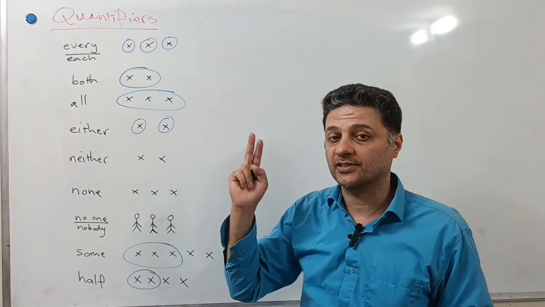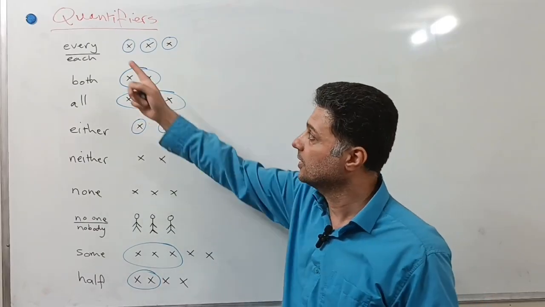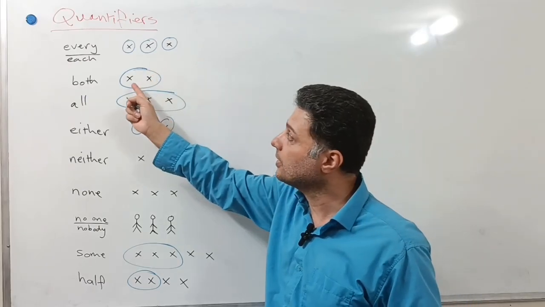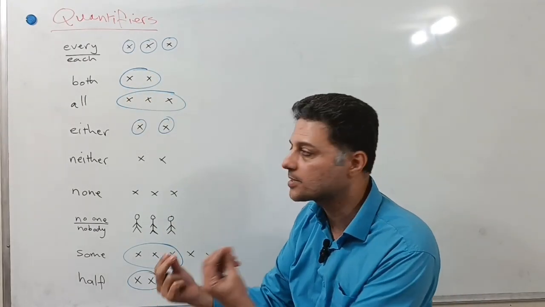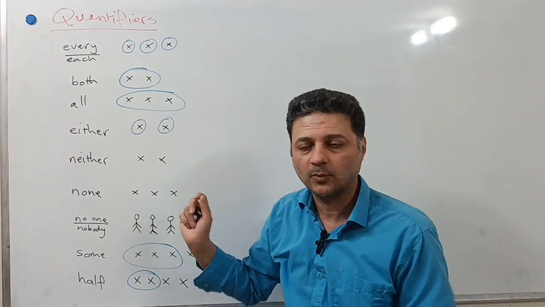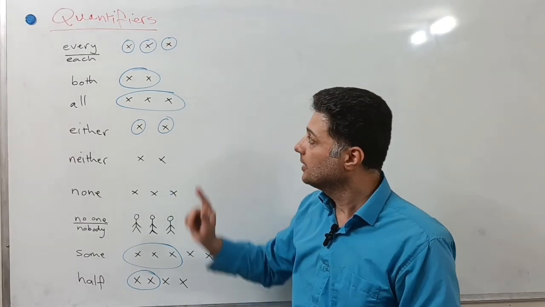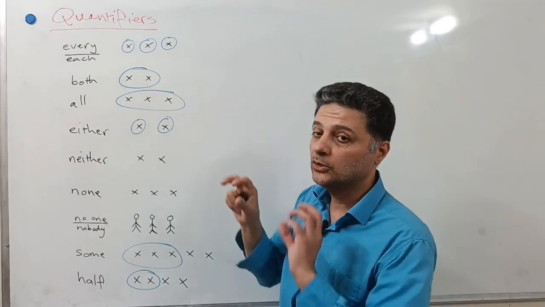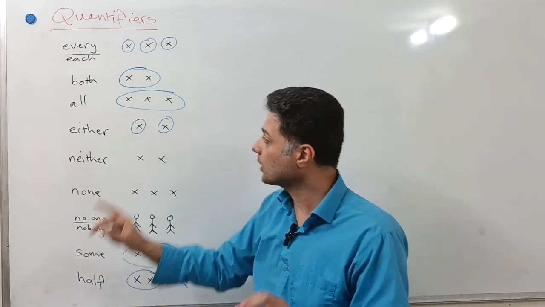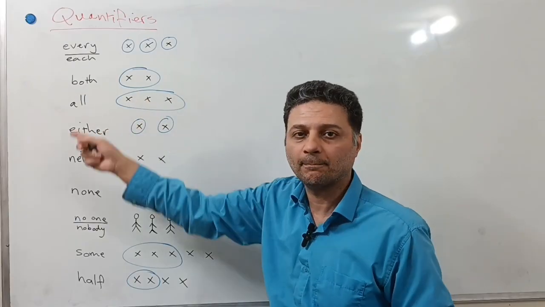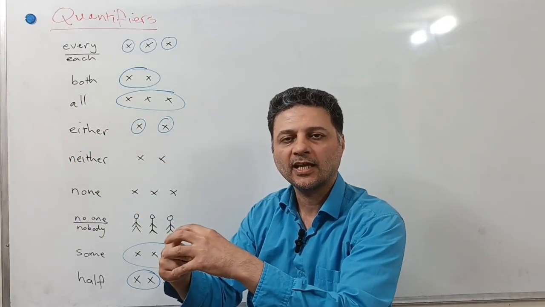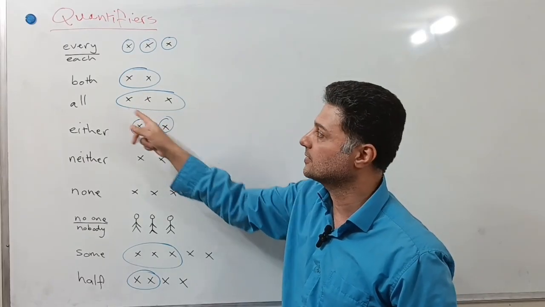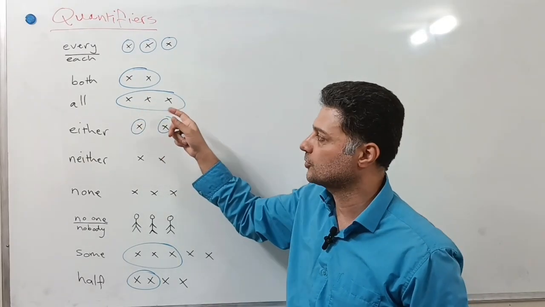When there are 2 things, not more than 2 things. In every or each, we have at least 3. Right? But here, when we are dealing with 2 items and both of them are selected, we use both. Okay? Now, if it is more than 2, like every, but you don't mean every one of them, you mean all of them. It means all of them have been selected together. Okay? Now you can see the difference in the circlings that I've drawn for you.